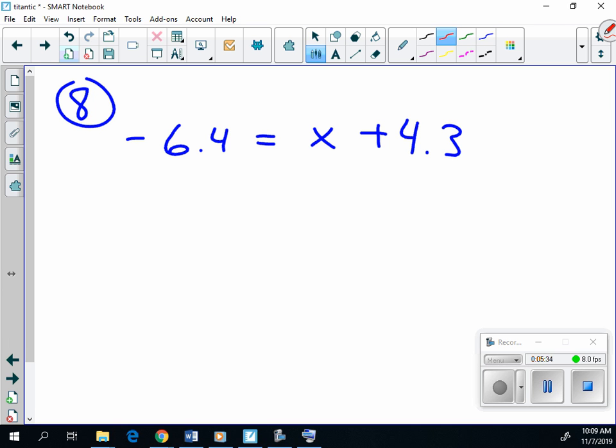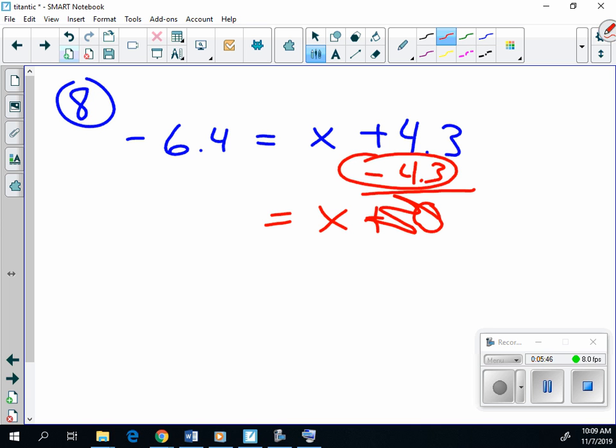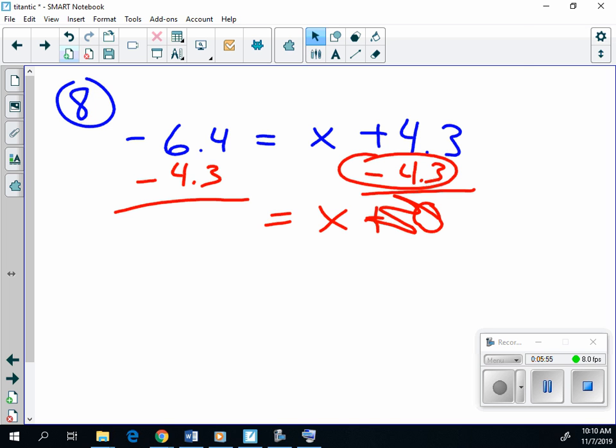So look, I have a positive 4.3. I'm going to take away 4.3 from each side. That gives me nothing left. Now I have x plus 0 is what I want, right? Boom. I want x by itself. But if I took away 4.3 here, I got to take away 4.3 here. See this? Now we're going to get confused. If we didn't understand chapters 1 and 2 very well, this is where we're going to get lost.